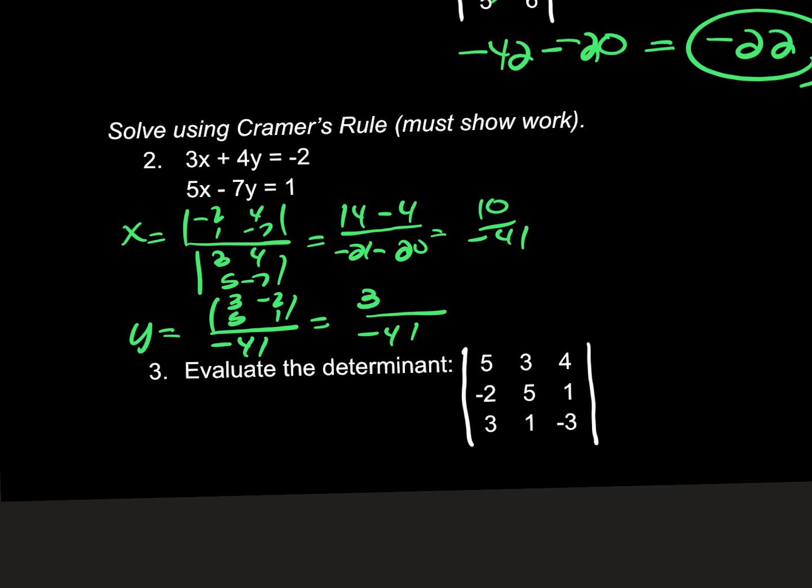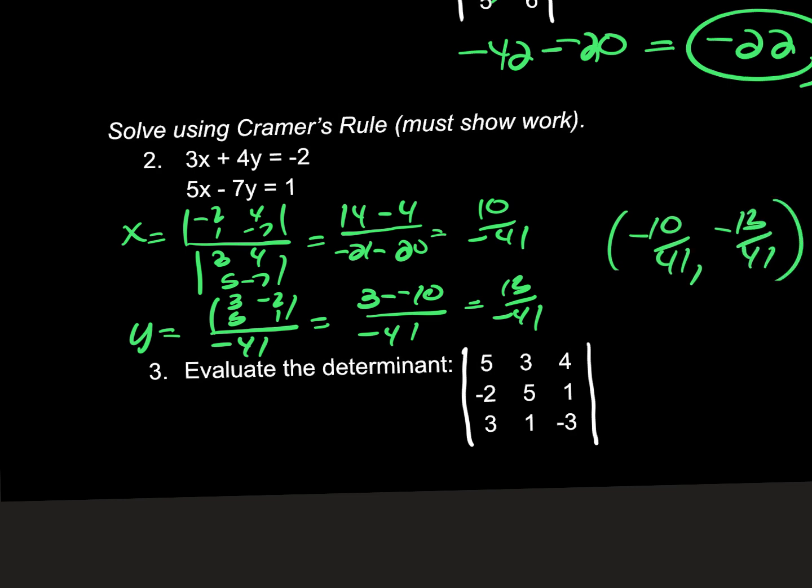If I do your determinant, you get 3 times 1 is 3 minus negative 10. That's going to be 13 over negative 41. So your final answer: negative 10 over 41 and negative 13 over 41. And there you have it.